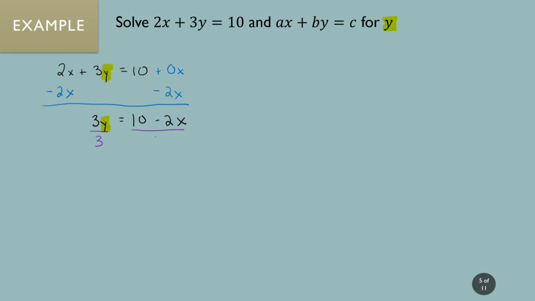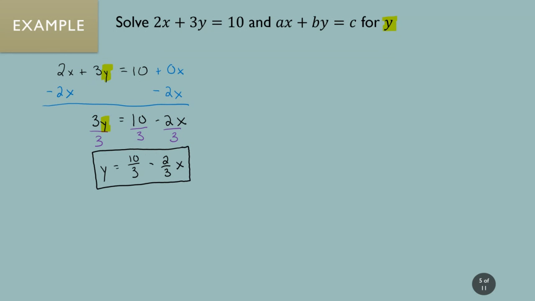And usually when we do this, we just write it as a single fraction. But if you wanted to, you can also divide each individual item by 3 and write it that way as well. That's the same thing. So on the left, the 3's cancel, and we have y, and then we get 10 over 3, and you can write this as 2/3 x. And so now what we've done is we've solved this equation for y.